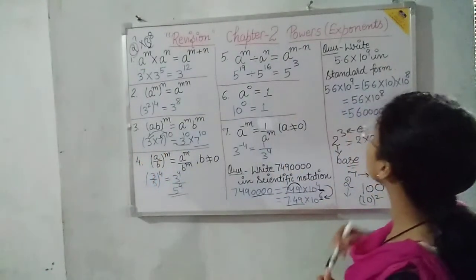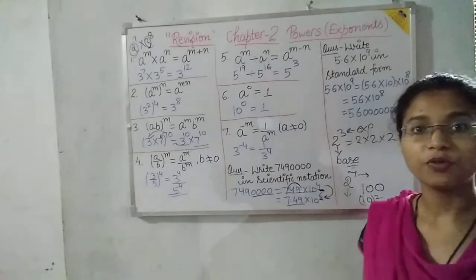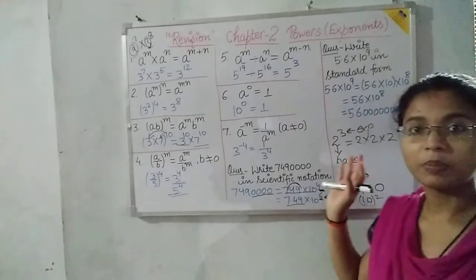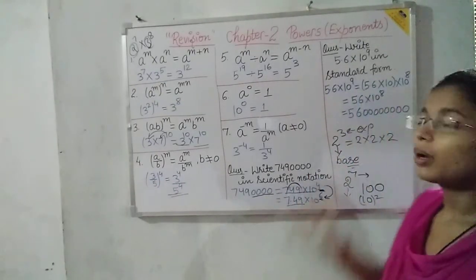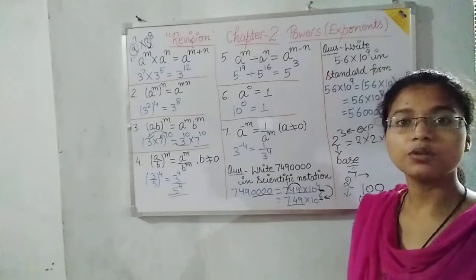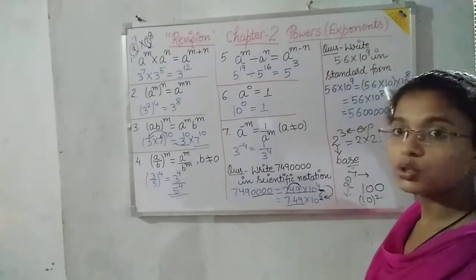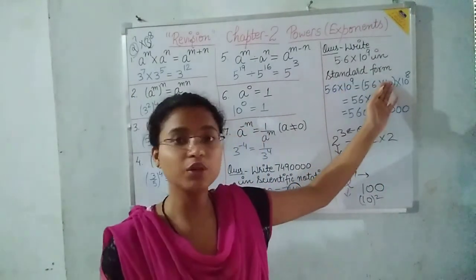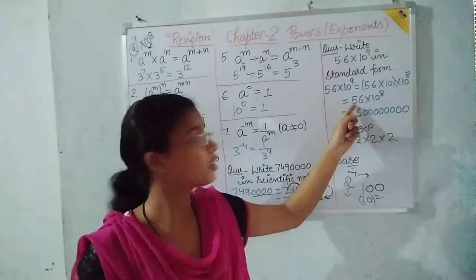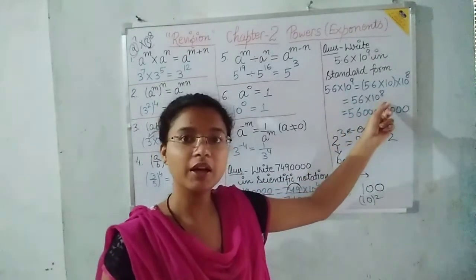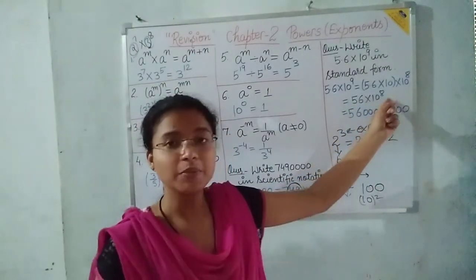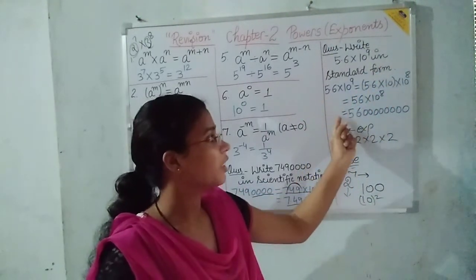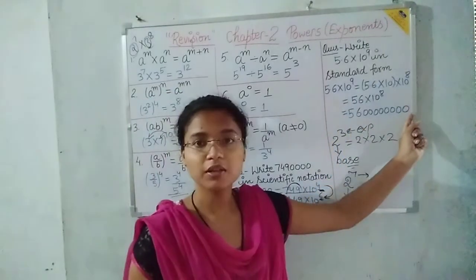Now write this in the standard form. How to convert this into the standard form? 5.6 into 10 to the power 9. This 10 to the power 9 can also be written as 10 into 10 to the power 8. Now when you multiply 5.6 into 10, this will become 56 into 10 to the power 8, as it is. Now 10 to the power 8 means 10 into 10 into 10, 8 times. When you multiply it, it will become 56 and 8 times 0.